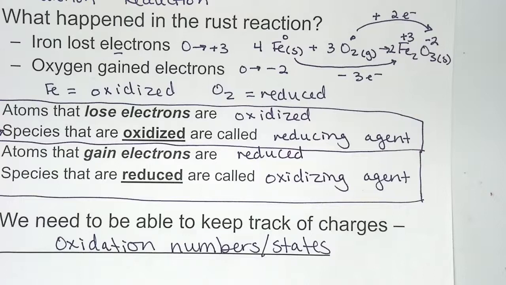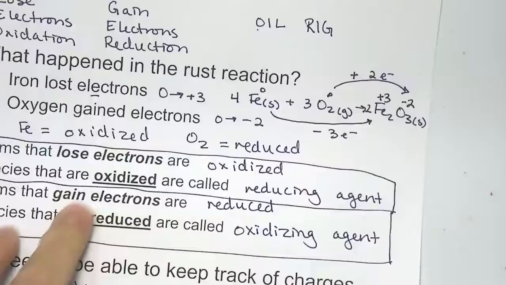Okay. So what I'd like to do is go over our rules for how we assign oxidation numbers in a compound.